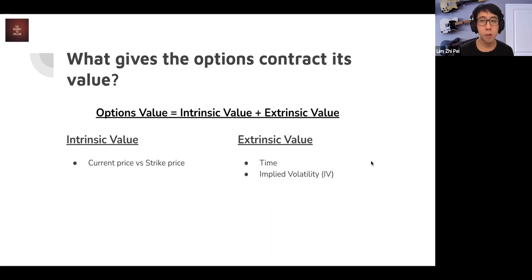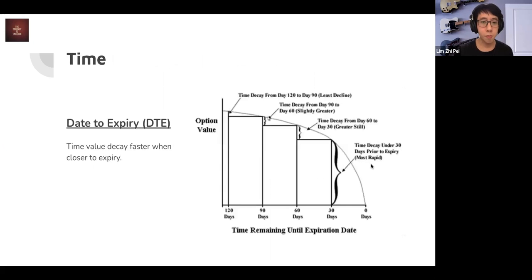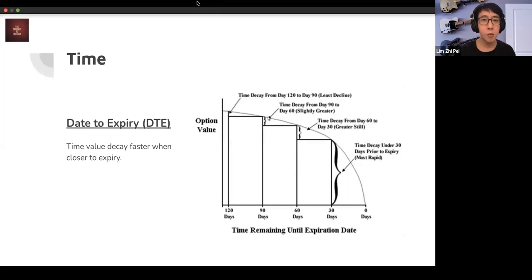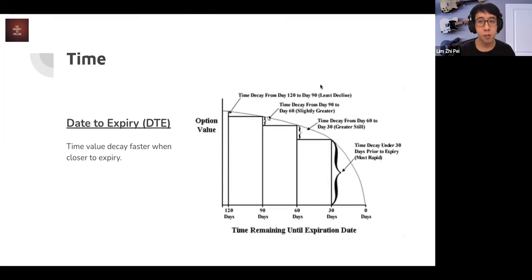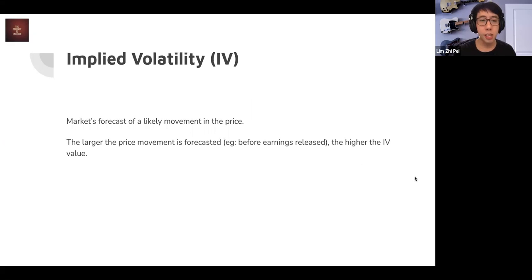So what is a time component? As we all know, options contracts have a date of expiry. So eventually the options contract will expire at the date of expiry. And time decays faster when we are closer to expiry, as shown in this graph. As for implied volatility, it shows the market's forecast of a likely movement in price. So if it is expected to move up or down very much, then it is very volatile. So the IV will be high as well.